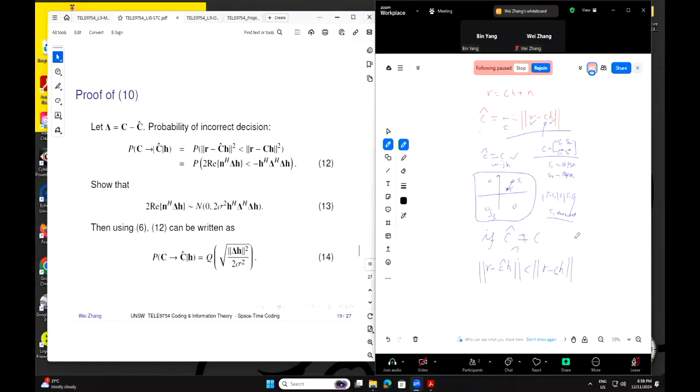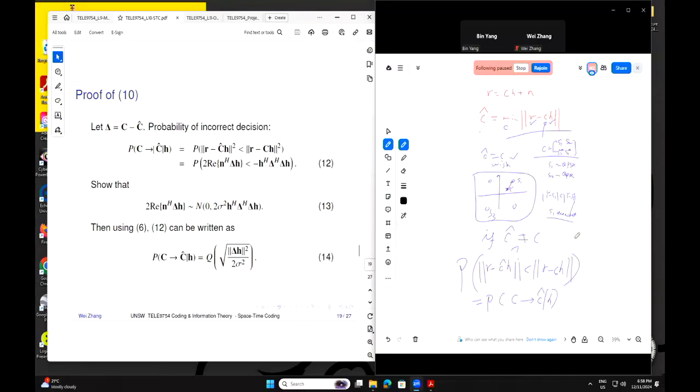So in other words, the probability of this is equal to the probability of C going to C hat for a given channel. The channel here is constant, okay? So that means C goes to C hat because you choose C hat as the optimal one, and the optimal one is not equal to the true value, so that's why you got the wrong detection.